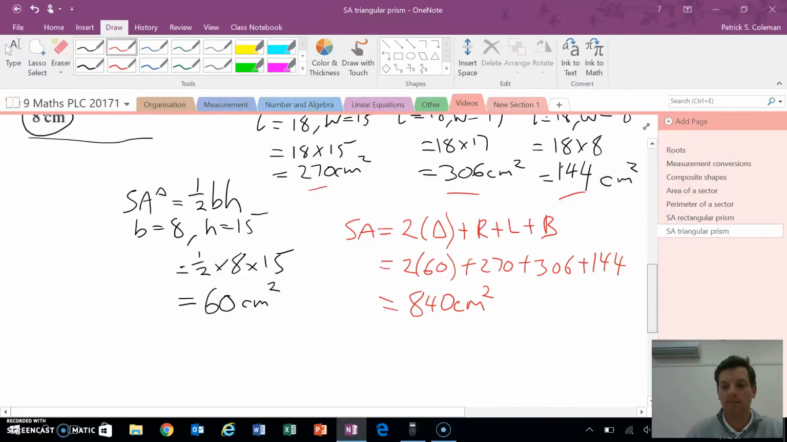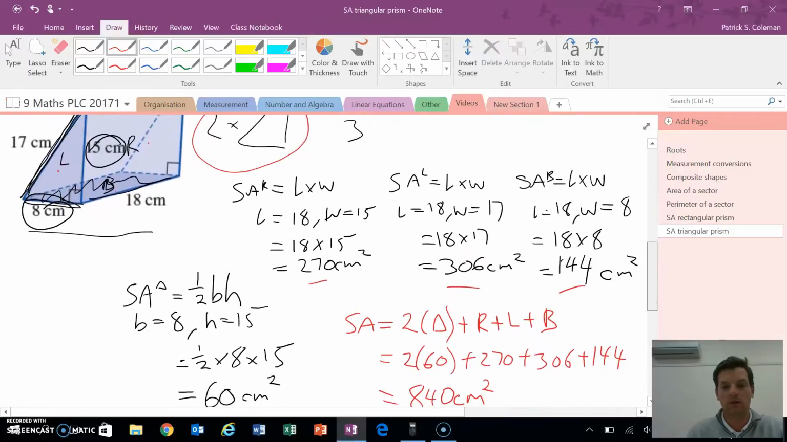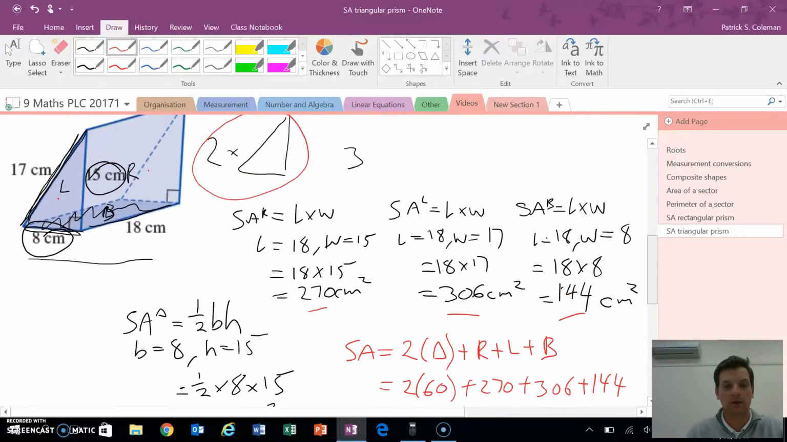Just a reminder, the easiest thing to do is break it down into its component parts. So we find each individual rectangle. That's what this top part is here. And then we can find the area of the triangle, and then all we need to do is just add them all together.